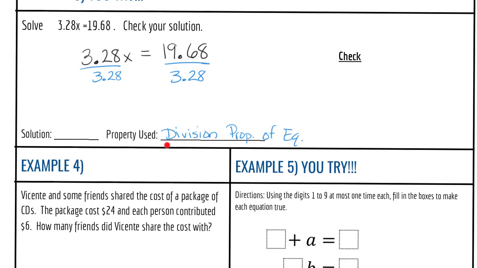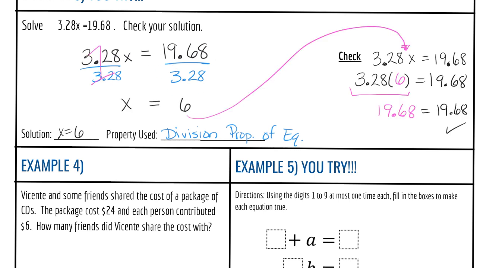All right, you should have said that you got the division property of equality because you're going to divide by 3 and 2800ths because it's being multiplied by 3 and 2800ths. So to undo multiplication, we divide. Go ahead and find the solution. You're going to divide these two numbers to figure out what the solution is.